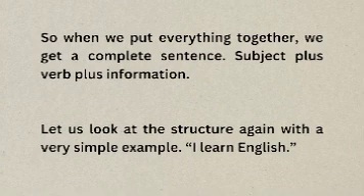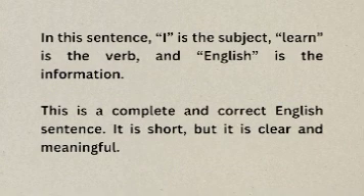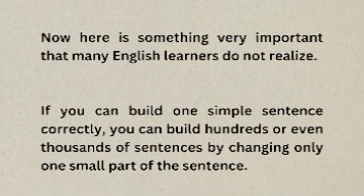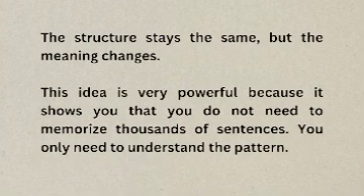Let us look at the structure again with a very simple example. I learn English. In this sentence, I is the subject, learn is the verb, and English is the information. This is a complete and correct English sentence. It is short, but it is clear and meaningful. Now, here is something very important that many English learners do not realize. If you can build one simple sentence correctly, you can build hundreds or even thousands of sentences by changing only one small part of the sentence. The structure stays the same, but the meaning changes.